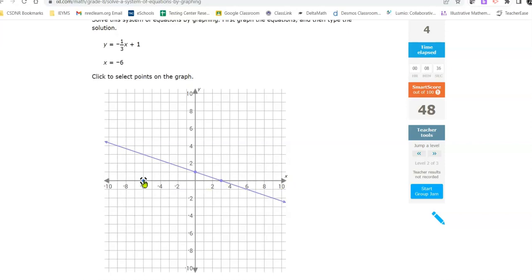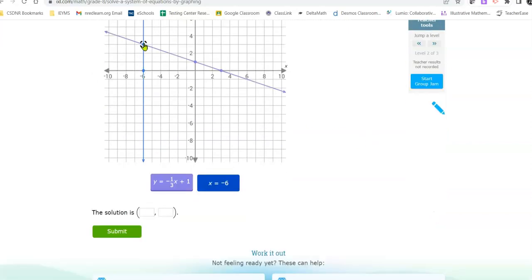Now, because this is missing a letter, you have to know whether it's a 0 slope or an undefined slope. So it's missing a y, and it just states x equals -6. And anything with just an x is undefined. I can click anywhere along this line as long as x is always -6. So I'll click here because that's the intersection point. The intersection point is -6, 3.